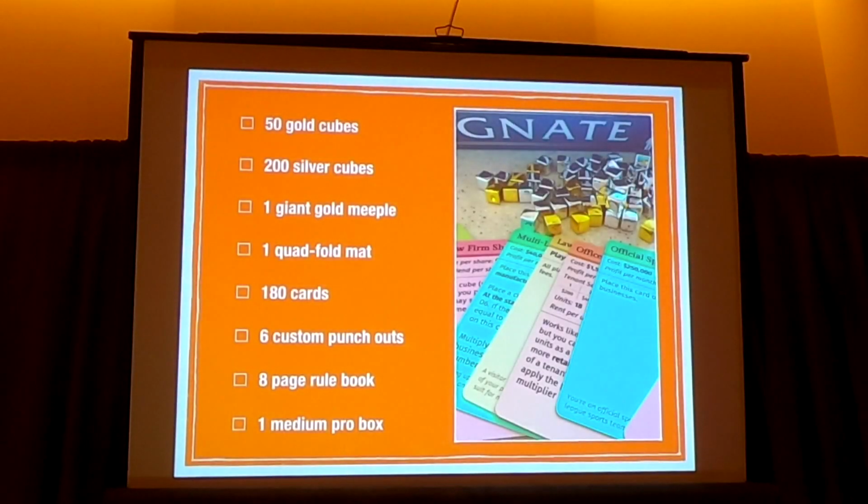Well, here are the components that are in the game. There's 50 gold cubes, 200 silver cubes, 1 giant gold meeple, 1 quadfold mat, 180 cards, 6 custom punchouts, 8-page rule book, 1 medium pro box. These are the components. I cannot get rid of any of the components. I've already scaled it down to do this. So how do I get my price down?